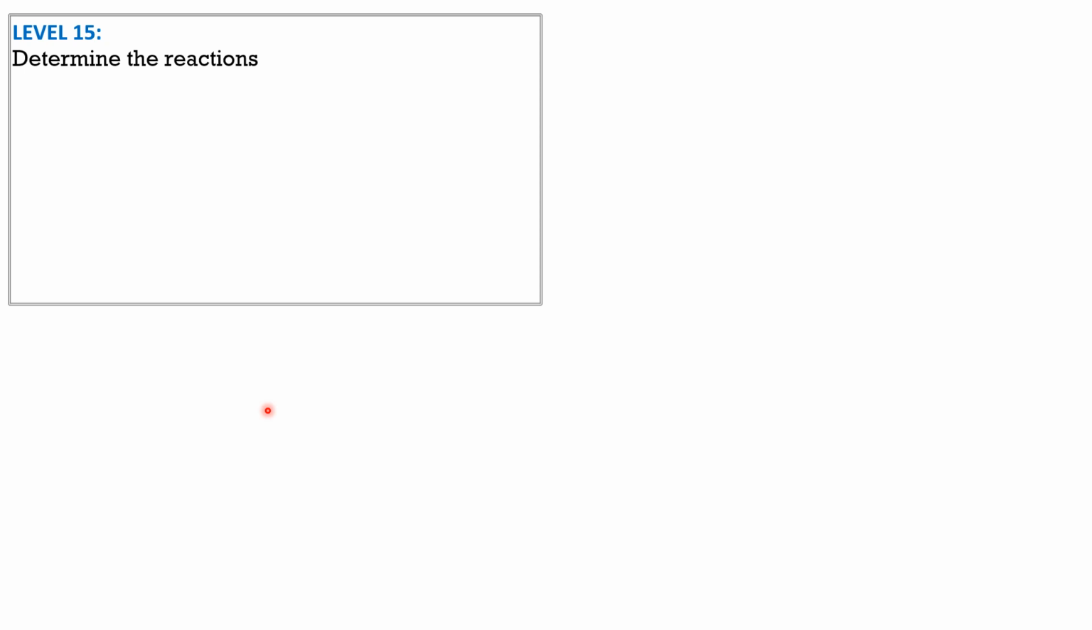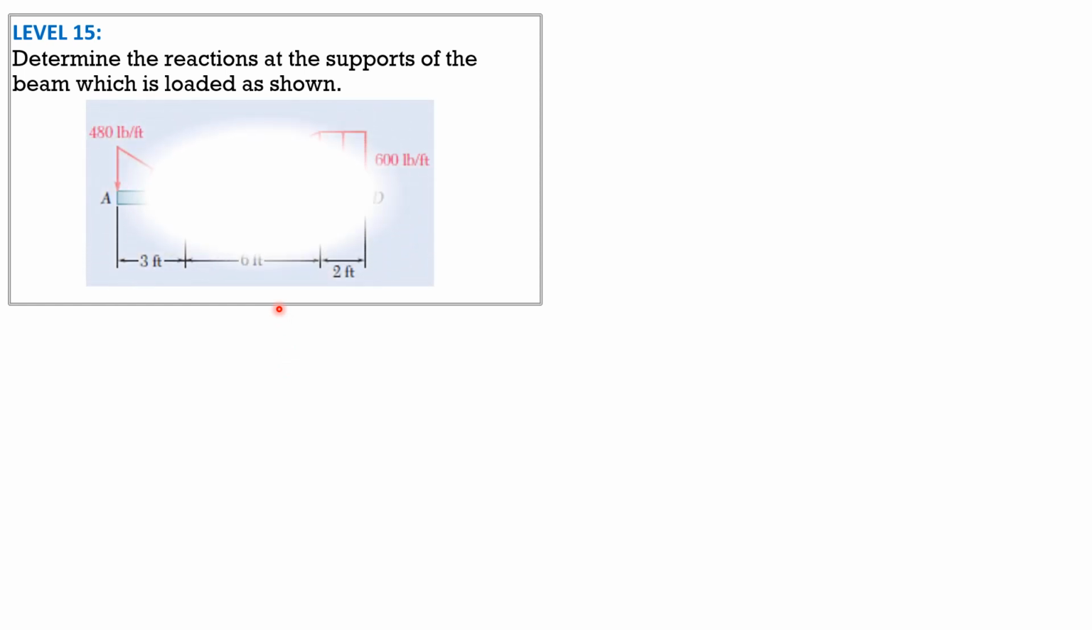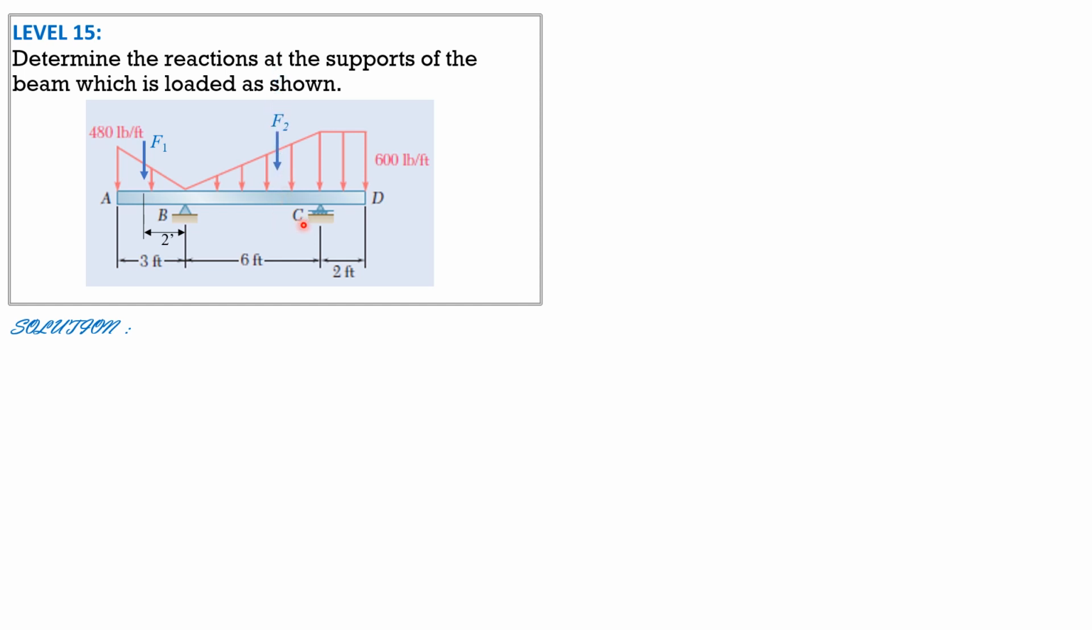Then for this level 15 problem, determine the reactions at the supports of the beam which is loaded as shown. So here is the given figure. Let's call this F1, and its line of action is 2/3 of 3 from B, so 2 feet, 1 foot from A. So let's have 2 feet from B. Then F2 for this triangular loading, its distance from C is 1/3 of 6, so 2 feet, 4 feet from B, 2 feet from C. Then F3, 1 foot from C and 1 foot from D.